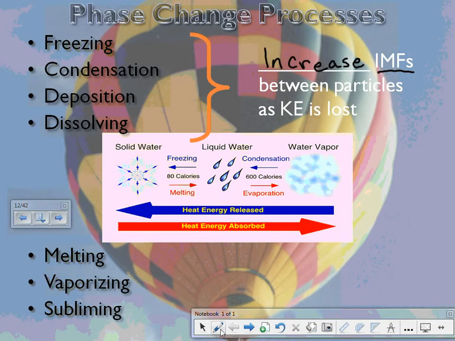So everyone knows what melting is. That one's easy, right? If you're going to melt something, that means we're changing a solid to a liquid. So that's melting. And then vaporizing, or vaporization, is either evaporating it, or if you want it to go faster, you boil it, right?